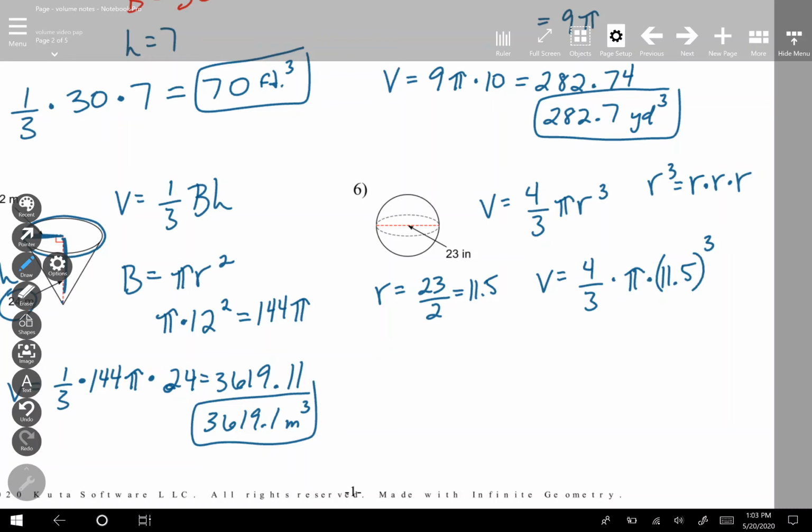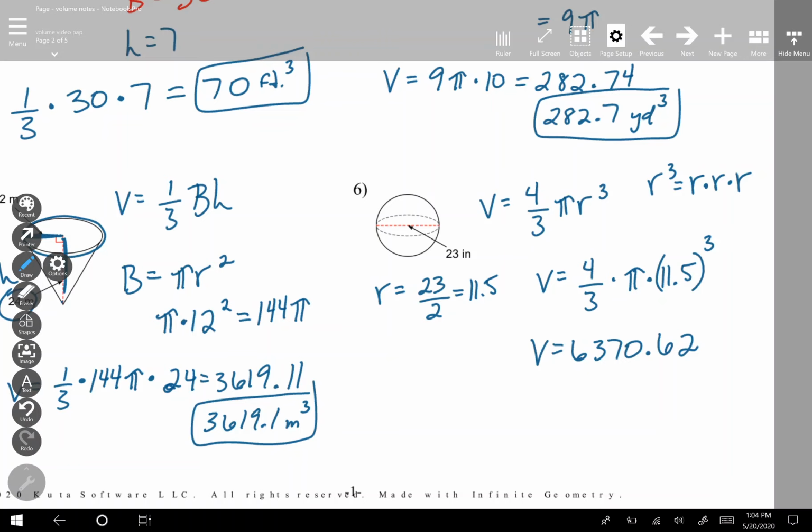So I do 4 divided by 3 times pi, and then times, and I put parentheses, and I do 11.5 close parentheses, and then I'm going to press that XY button on mine to get the power, and then 3, and then I close my parentheses, and then equal, and I get 6,370.62.